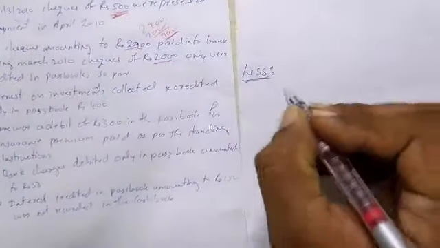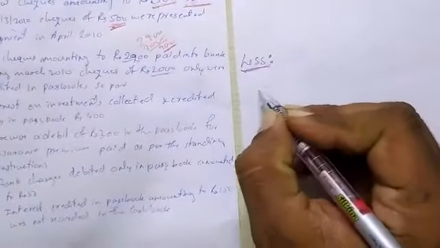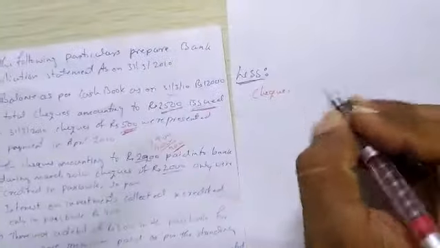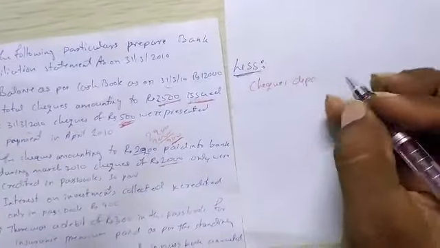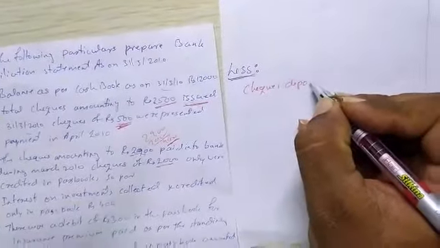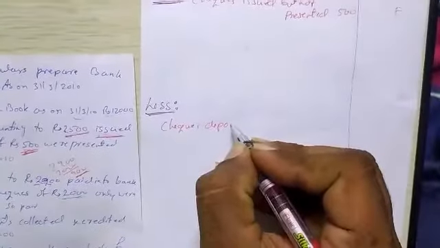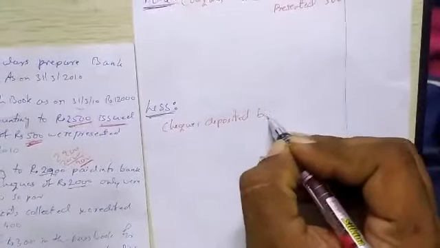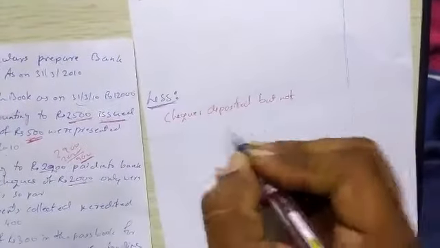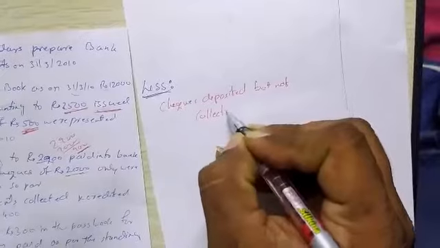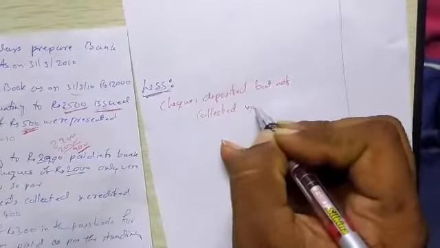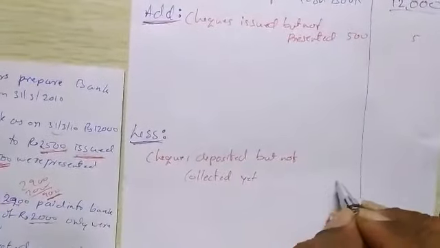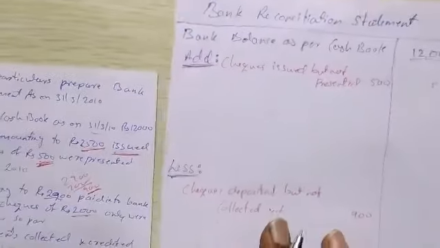So here on the less side, cheques. What transaction have we done here? Cheques deposited or paid into bank but not collected yet. Which we have given into the bank but they have not been collected yet, amounted to rupees 900 here.